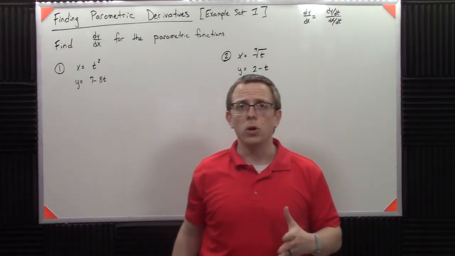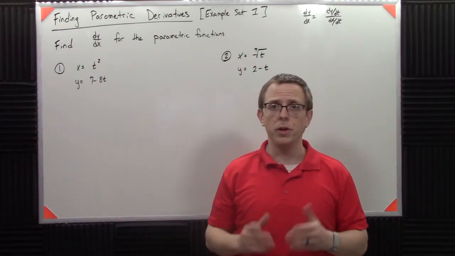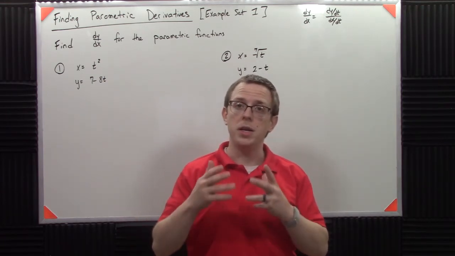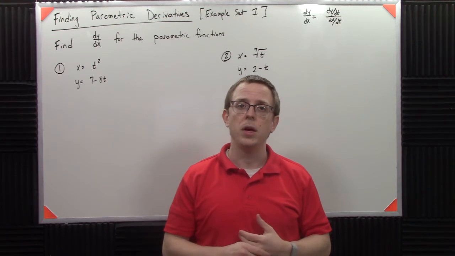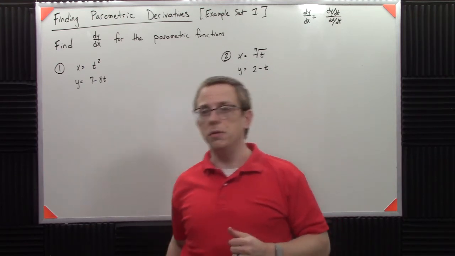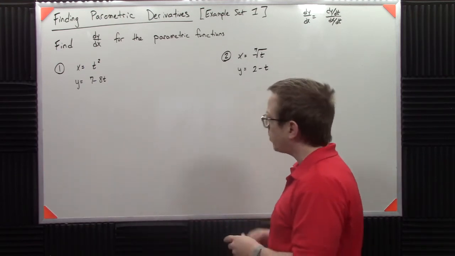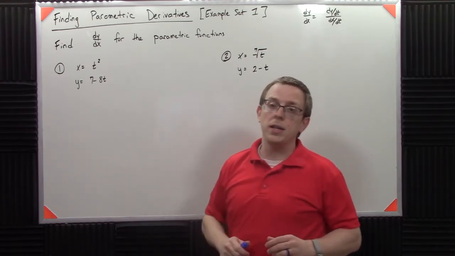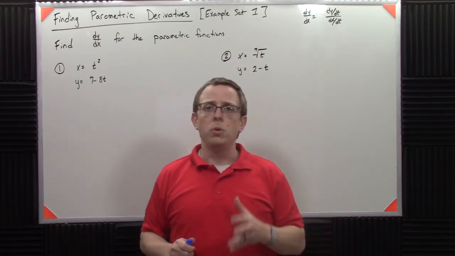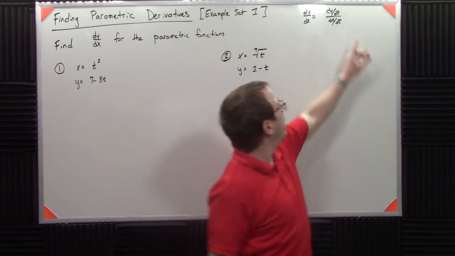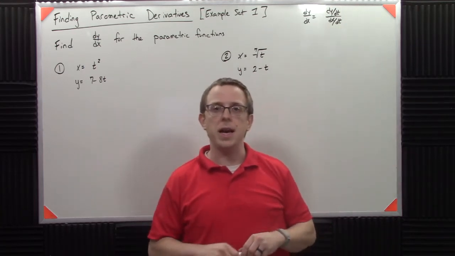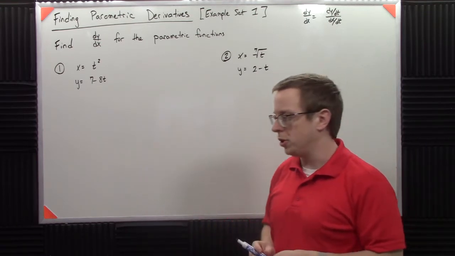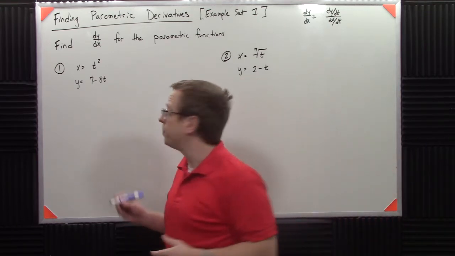Let's apply what we learned about parametric functions and their derivatives using this formula, dy/dx equals dy/dt divided by dx/dt. And let's apply them to some explicit functions here. So I have x equals t squared, y equals 7 minus 8t. What we want to do with these particular things is let's just go ahead and compute dy/dt and dx/dt, and then we'll plug them in the formula.